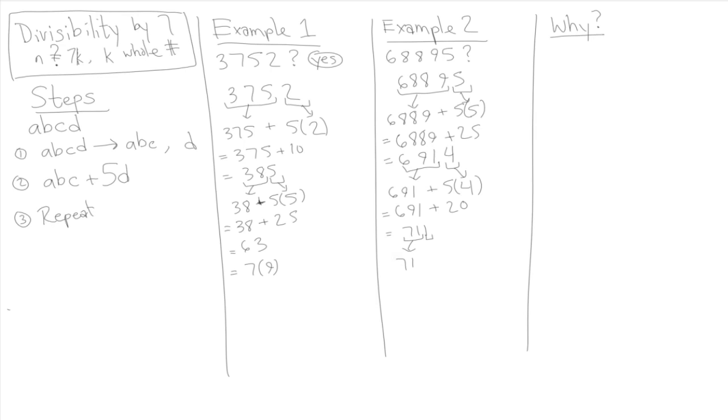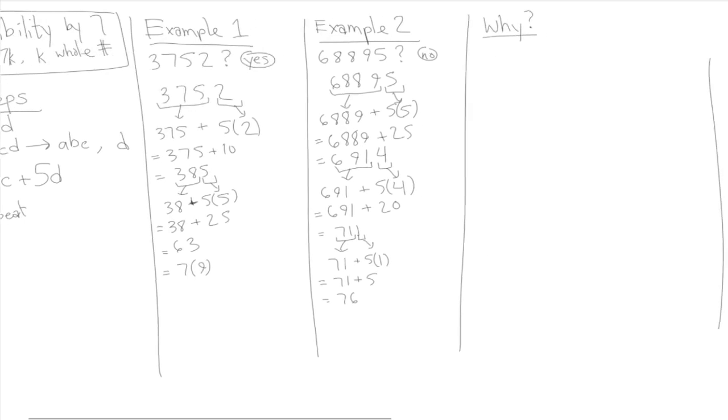71, and the last digit is 1. So we multiply the 1 by 5. We get 71 plus 5 is 76, which we recognize is 1 less than 77. 77 is divisible by 7, so something that's 1 less than would have a remainder of 6, not divisible by 7. So 68,895 is not divisible by 7.